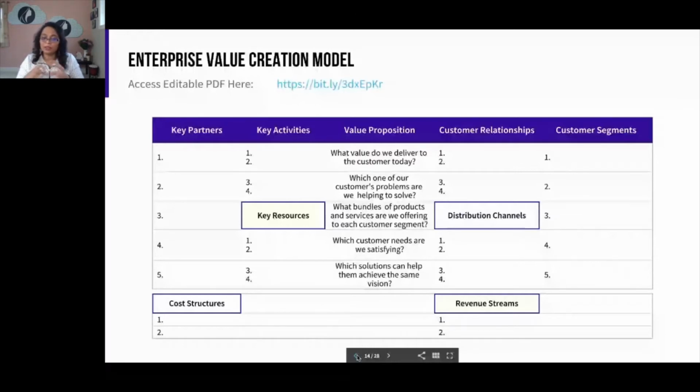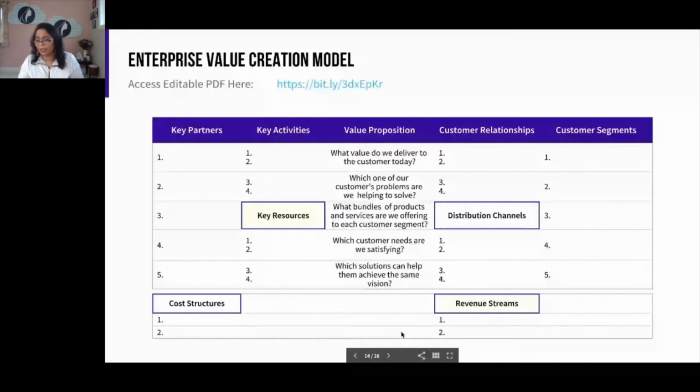What are the bundles of products that they are offering for each customer segment, which customer needs you have to satisfy in the enterprise ecosystem, and which solutions can help you achieve the same vision. And then you write down the key business processes you are going to help them with. Then you talk about the resources you would need to support the customer and which partnerships you have to have in place. That will give you your cost structures and your revenue stream.